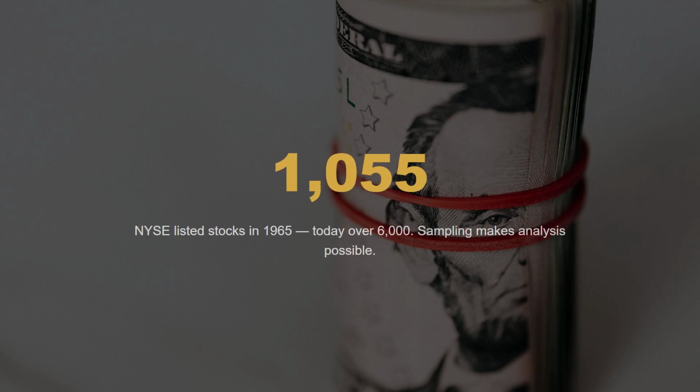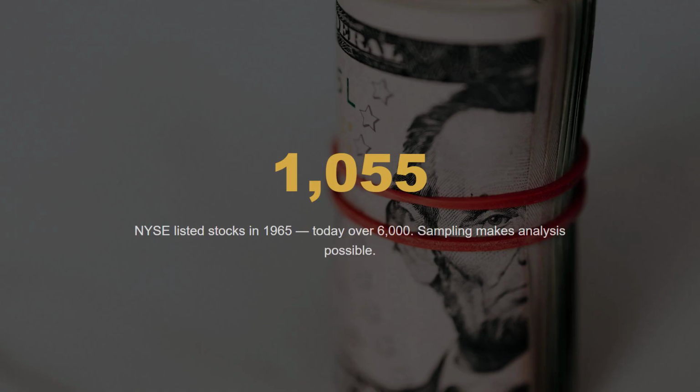1,055. That is how many stocks traded on the New York Stock Exchange in 1965. Today, there are over 6,000 globally listed equities in the United States alone. No analyst can study every single one. So how does a portfolio manager draw conclusions about the entire market by studying just 30 or 50 stocks?